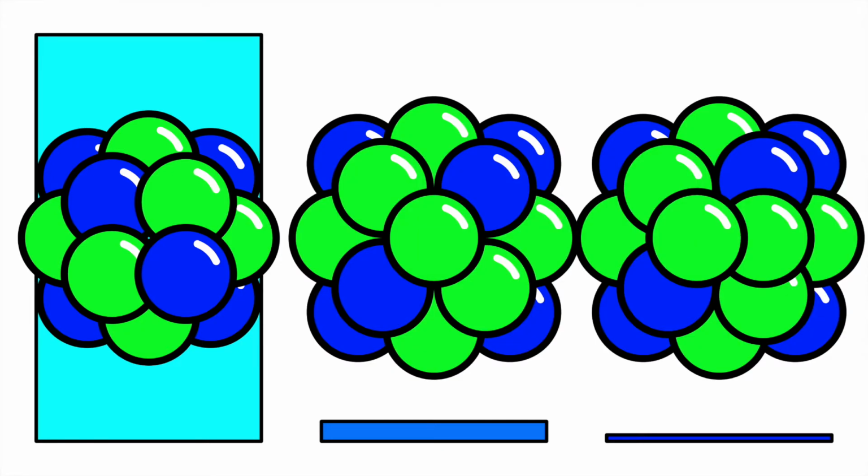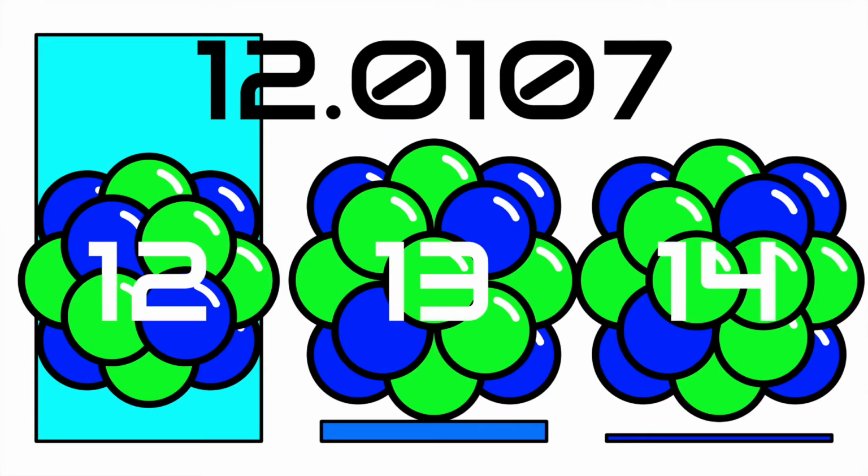This is the reason why atomic masses on the periodic table are listed with decimal digits. The different isotopes' atomic masses are averaged together based on their occurrence in nature. Therefore, their values will naturally lose their integer property.